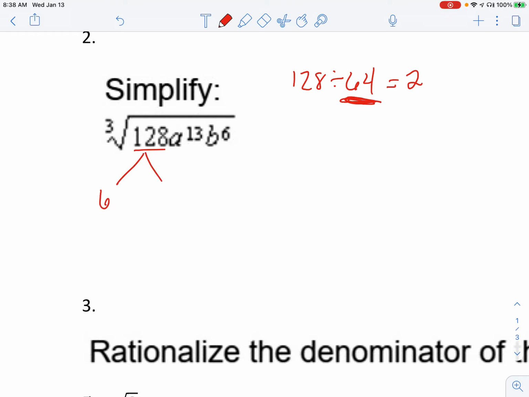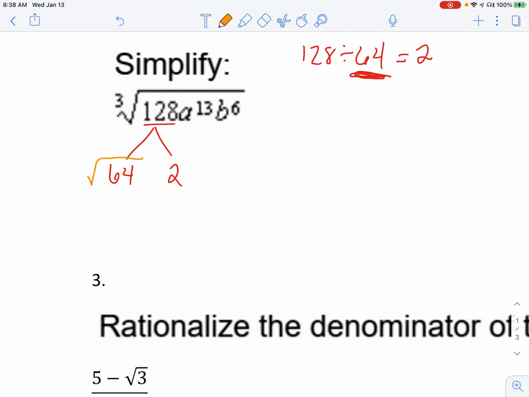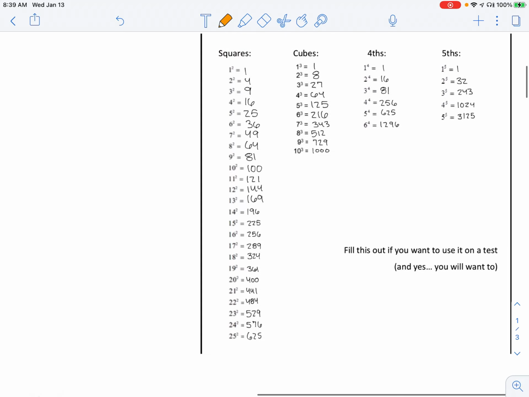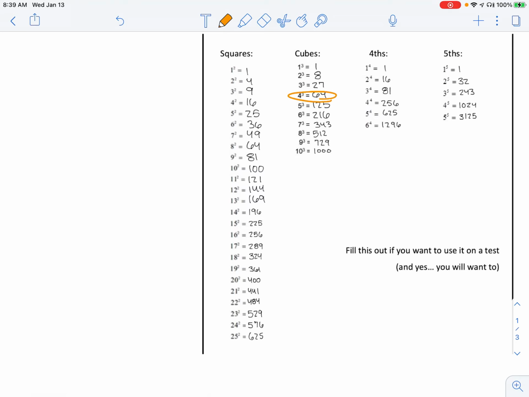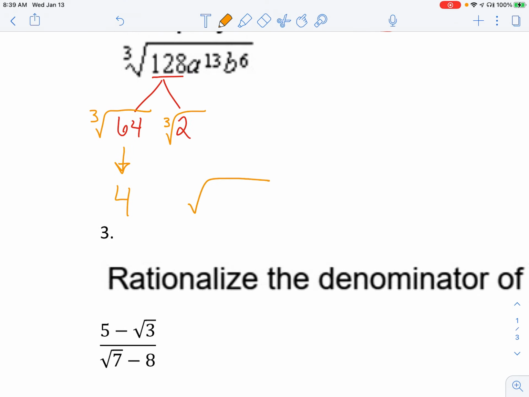So I'll do 64 times 2 for my 128. Then what I do is I apply the cube root to both of those, and the cube root of 64 is not 8. Everybody thinks it's 8, but that's the square root of 64. The cube root of 64 is 4, and you can use that chart to indicate that. See 64 and 4. And then the cube root of 2 stays put. There is no cube root of 2 or anything that goes into it.